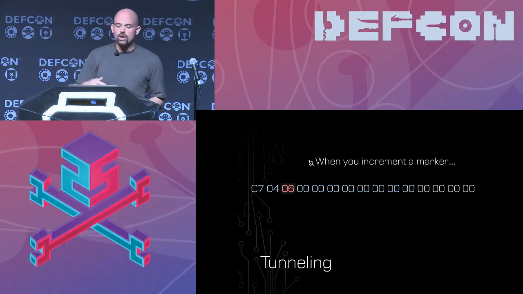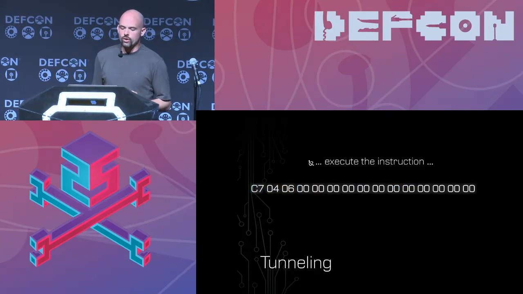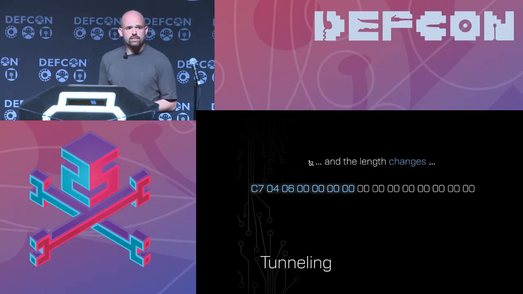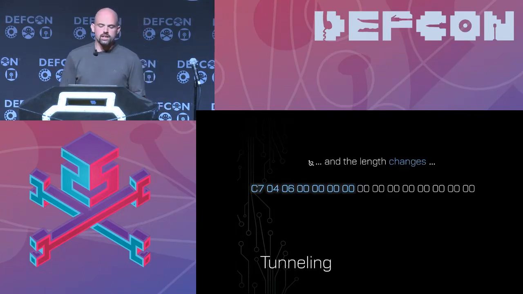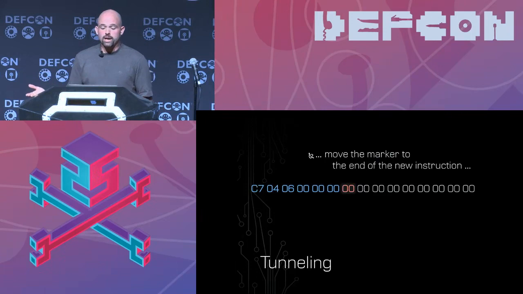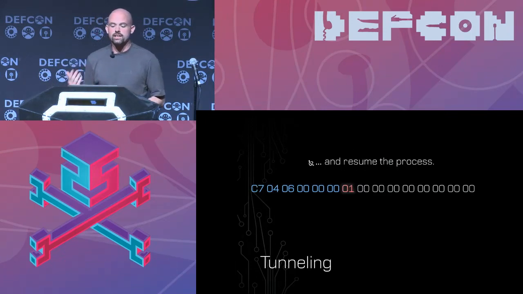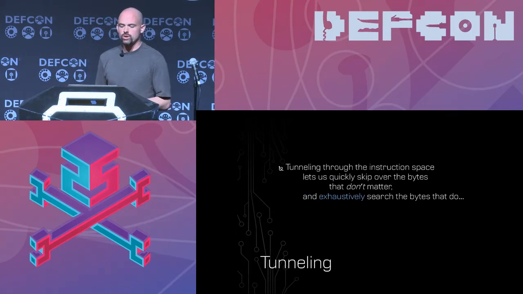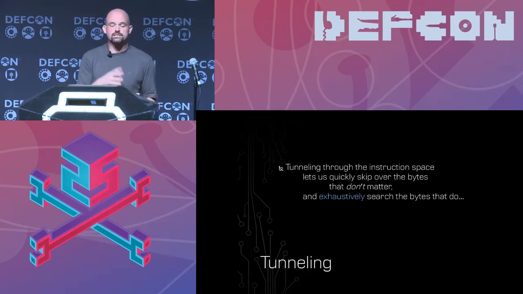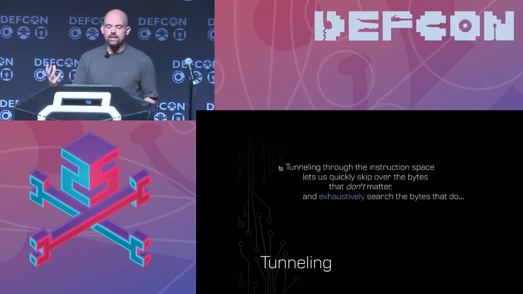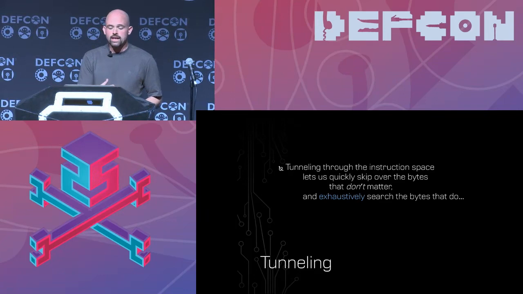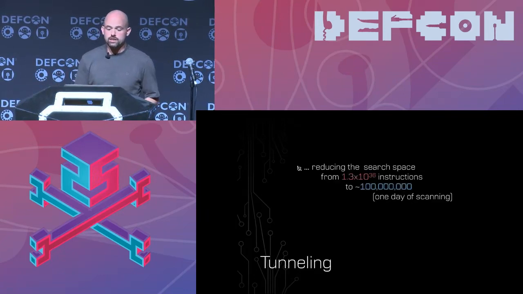And eventually, when you increment the marker, you're going to find, when you execute the instruction, that the length changed again. So at this point, we now move back to the end of the instruction and start the whole process over, incrementing that last byte and seeing how long the instruction is. So this is a sort of neat algorithm, this tunneling algorithm. It lets us search through the instruction space really quickly, skipping over the bytes that don't matter and focusing on those that do. Now it lets us basically exhaustively search the bytes in the instruction that actually matter.